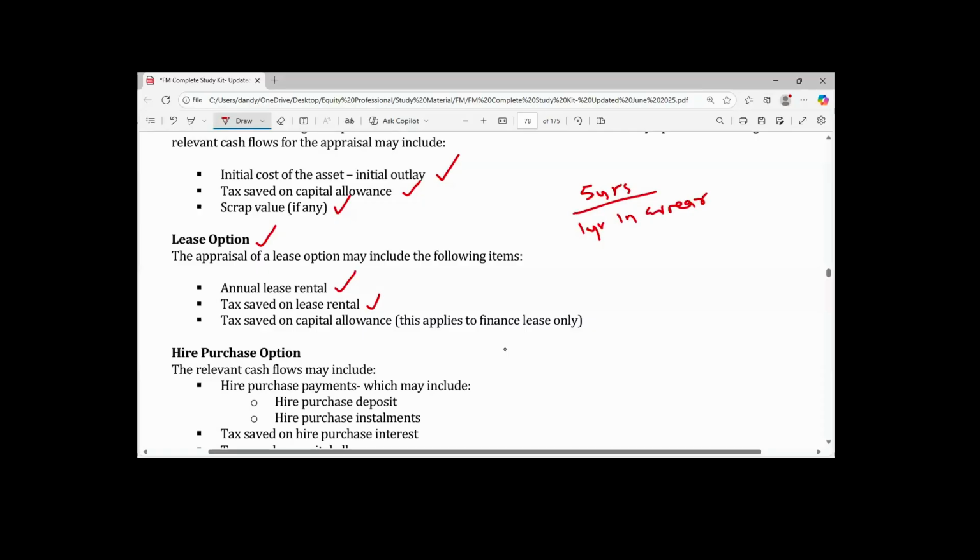What that simply means is that the tax saved you are supposed to claim on the lease rental in the first year will not be claimed until the second year. So in this case, it will extend by 1 more year. So you are going to do annuity factor of year 2 to 6 instead of year 1 to 5. You only do year 1 to 5 if tax is paid in the current year. But if tax is paid 1 year in arrears, you have to do annuity factor of year 2 to 6. That is if the useful life of the asset is 5 years. So I just need to bring your attention to that.